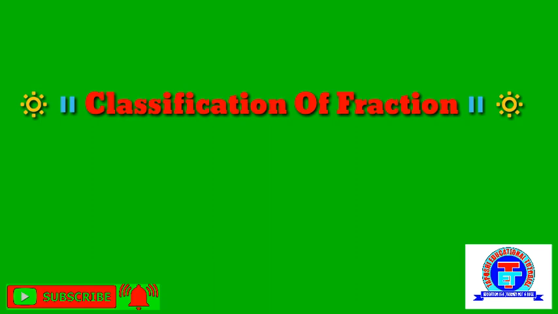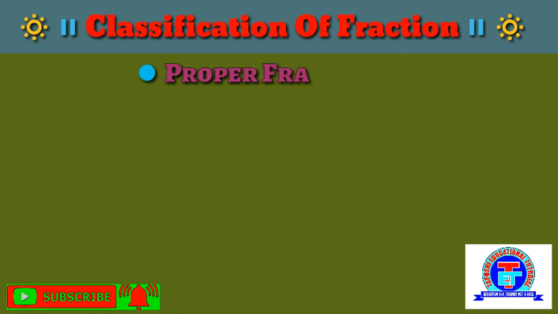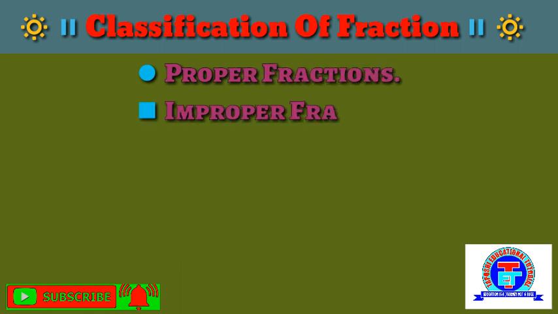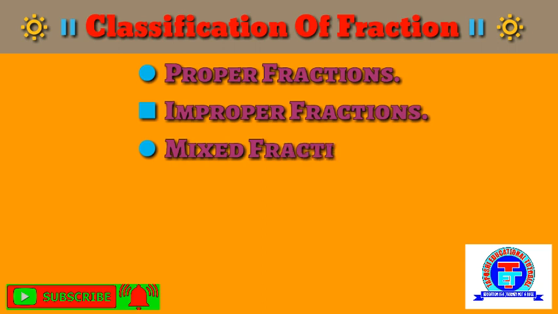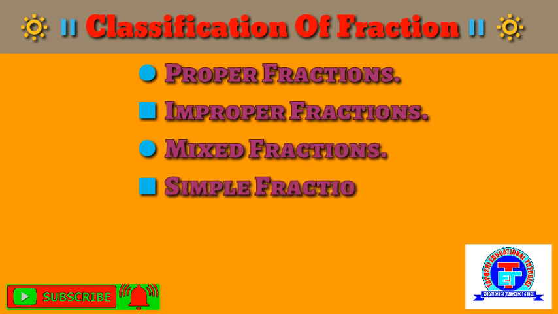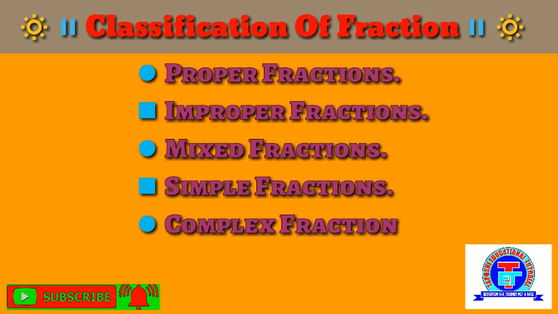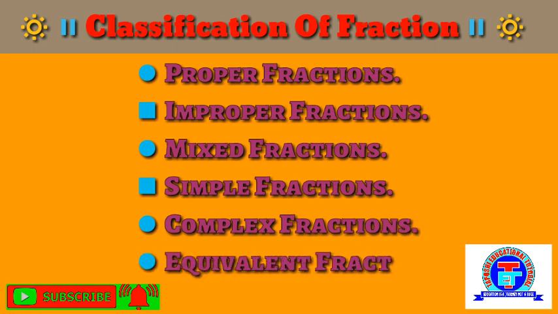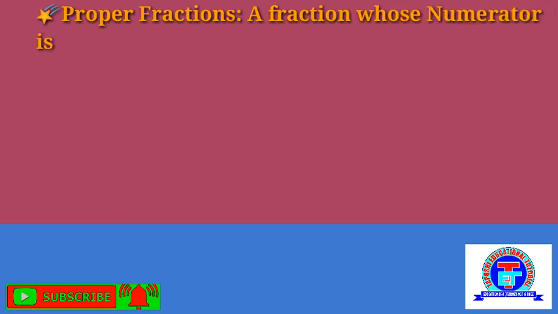Now dear student, here we classify the fraction. There are different types of fractions: mainly proper fraction, improper fraction, mixed fraction, simple fraction, complex fraction, and equivalent fraction. Now we learn proper fraction. What is a proper fraction? A fraction whose numerator is less than its denominator is known as a proper fraction.